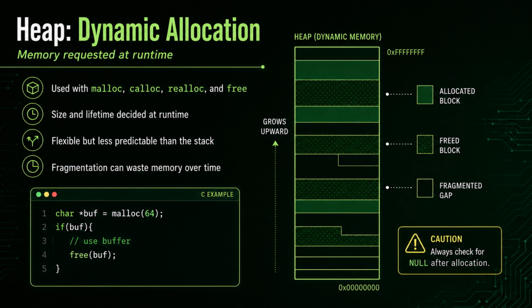The heap is flexible because the size and lifetime of the memory can be decided at runtime. This can be useful when the program does not know in advance how much memory it will need, but in embedded systems, this flexibility comes with serious risks. One risk is fragmentation. Over time, the heap can become divided into allocated blocks, freed blocks, and small gaps. Even if the total free memory looks enough, there may not be one large continuous block available. Another risk is memory leaks.